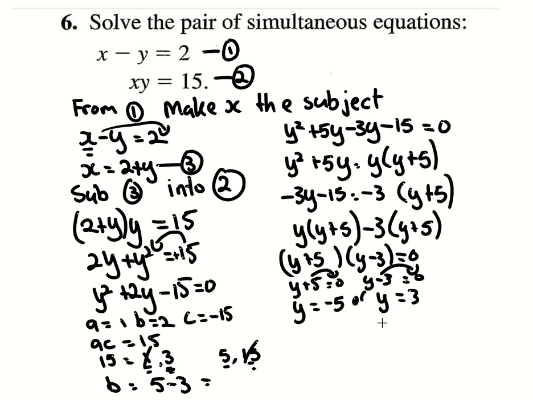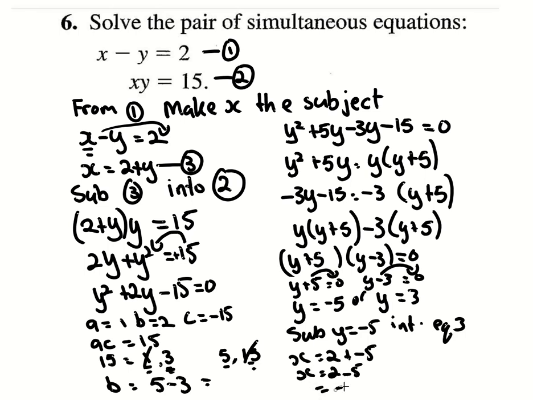So now that we have our 2 values for y, you have 3 equations. Now when I'm doing substitution method, I usually just substitute it into equation 3. Why? Because equation 3 is already telling me what x is equal to. Rather than substitute it into equation 1 and 2 and then you have to make x the subject, equation 3 is already telling you, well, x is equal to 2 plus y. Alright, so I'm going to substitute y is equal to minus 5 into equation 3, and I'm going to get x is equal to 2 plus minus 5, which is x is 2 minus 5, which is minus 3.